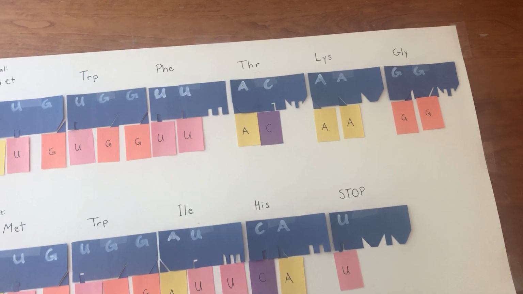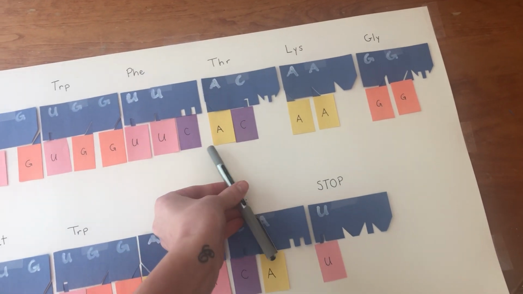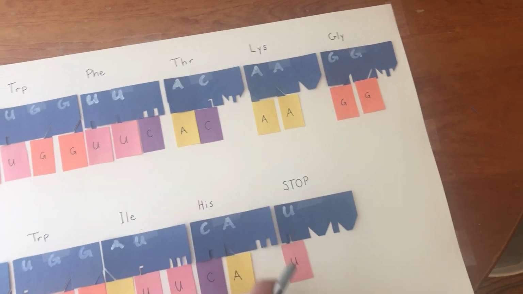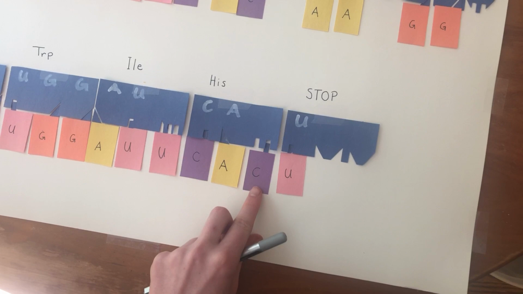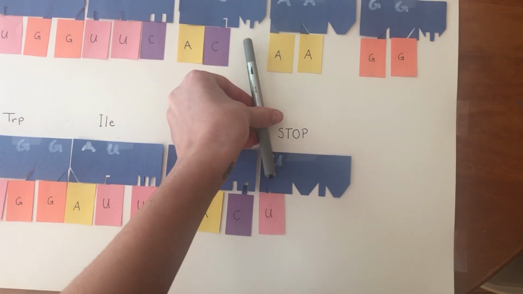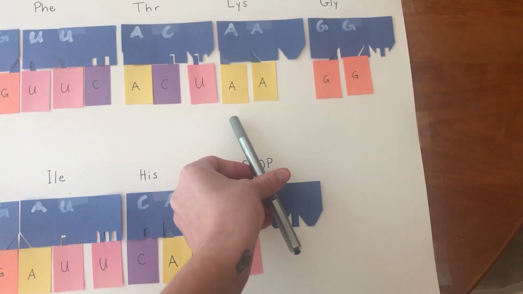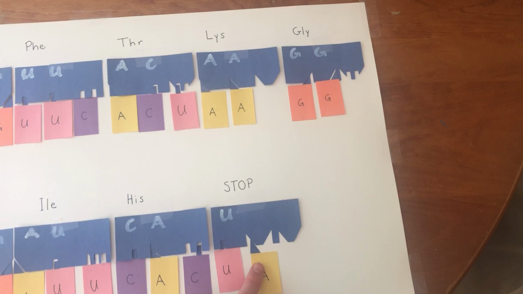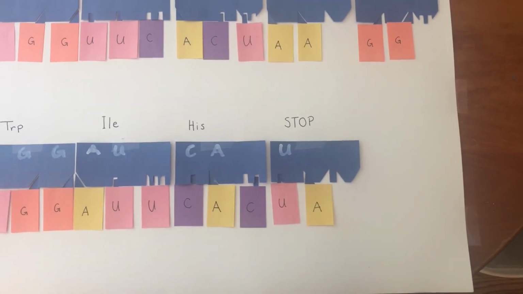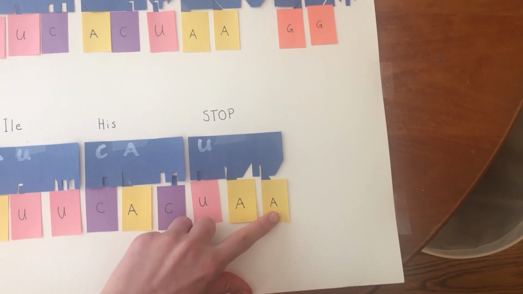C, which fits there for phenylalanine, and then A and C, so we know C goes here. That means U goes up top. And these last two letters in our stop codon are a U, which works perfectly. A fits there, and an A fits there.